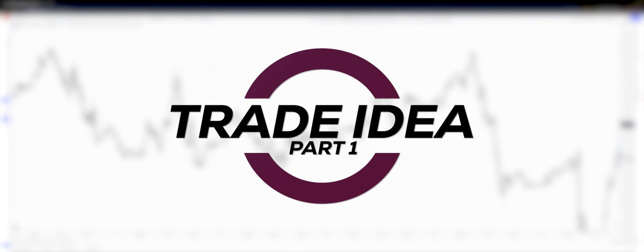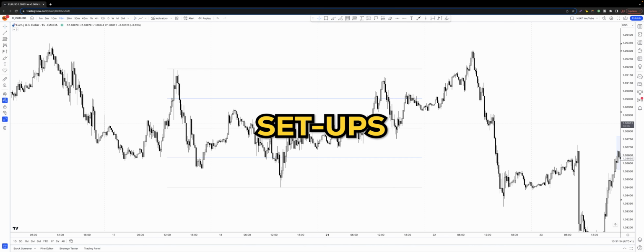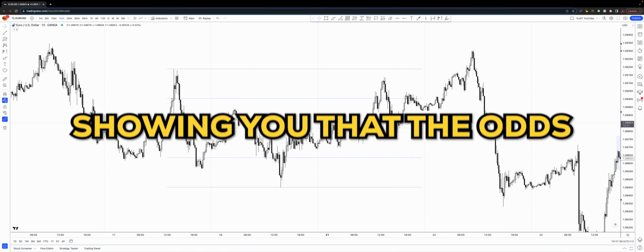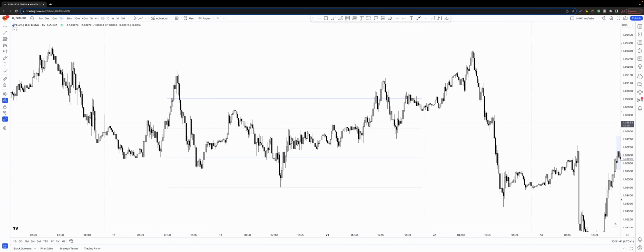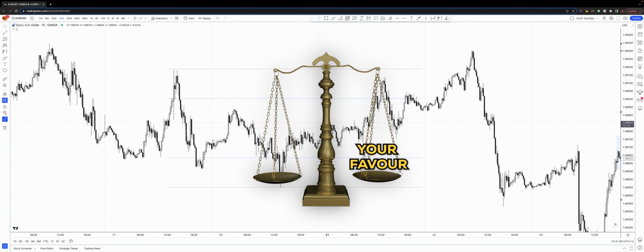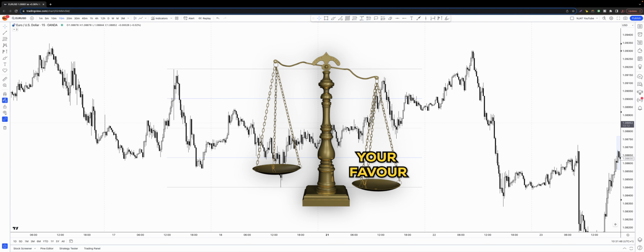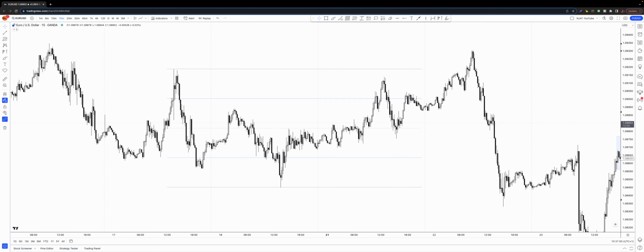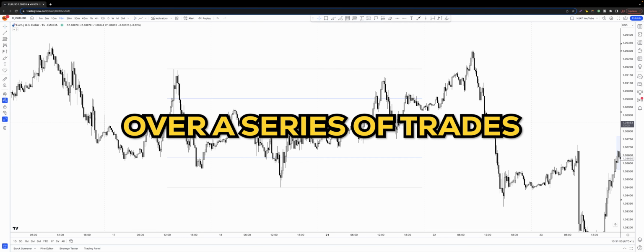Every great trade starts with a great trade idea, otherwise known as setups. That's the market showing you an edge, showing you that the odds are tipped in your favor. If you were to look at the market without trading and just imagine that it's balanced, when you see your setup, the scales are tipped in your favor. So we always want to see the scales tip in our favor before we trade, because that's what gives us the consistent results over a series of trades.